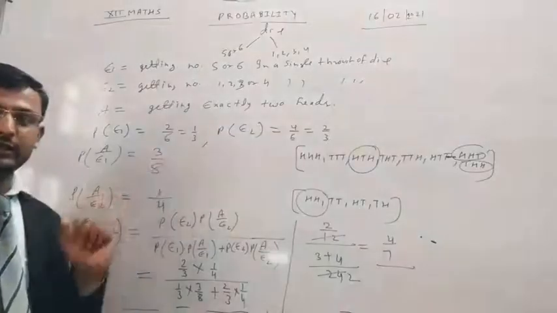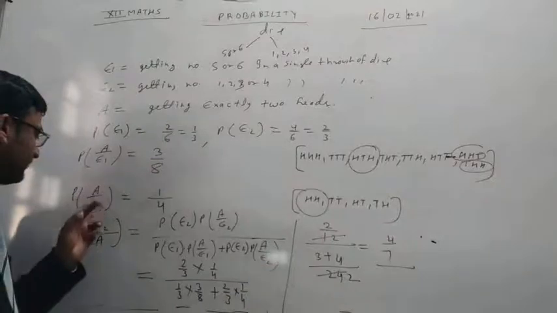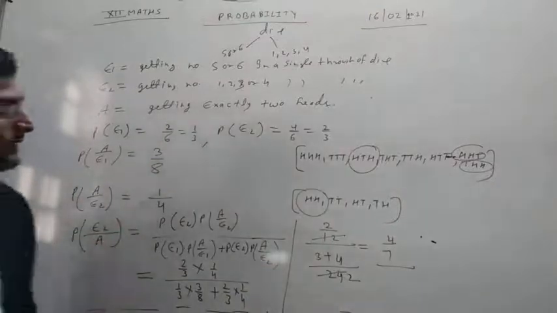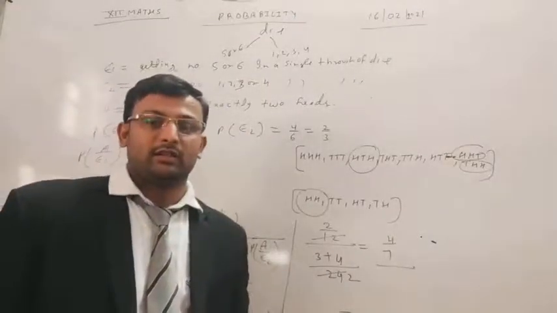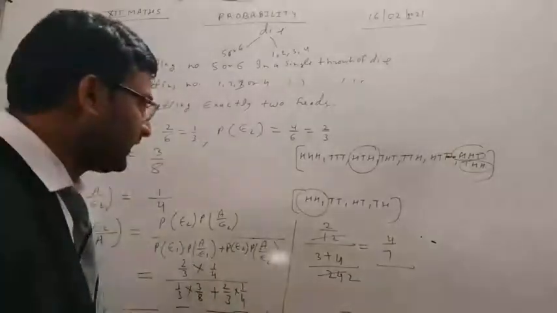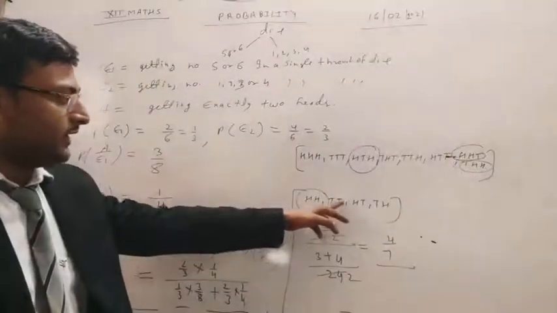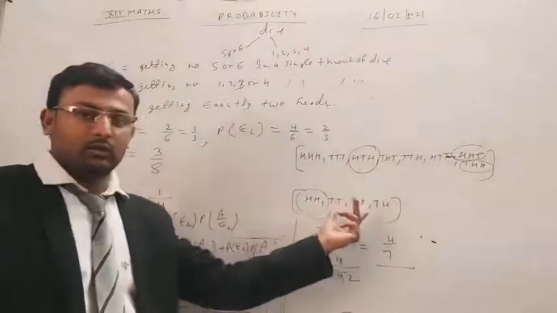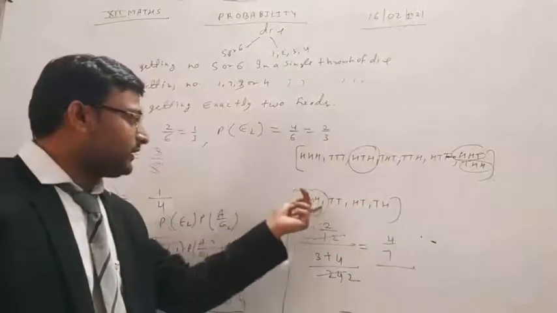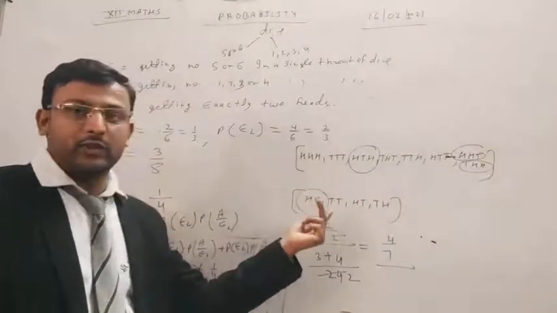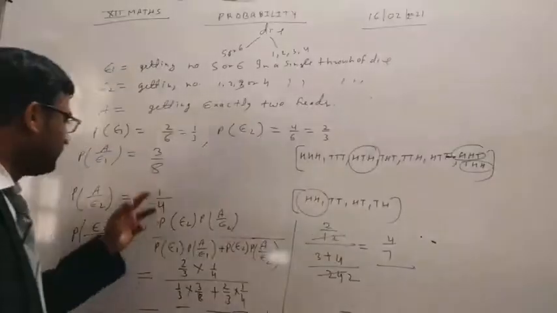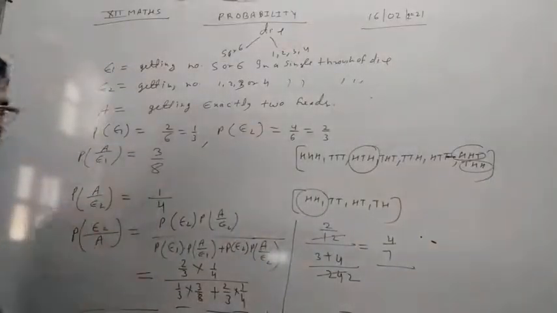3 by 8. And similarly students, the probability of A by E2 is when she is throwing a coin 2 times, that is HH, HT, TH, TT, this is the total number of outcomes, and there is only one case in which exactly 2 heads occur. So 1 by 4 is our probability of A by E2.